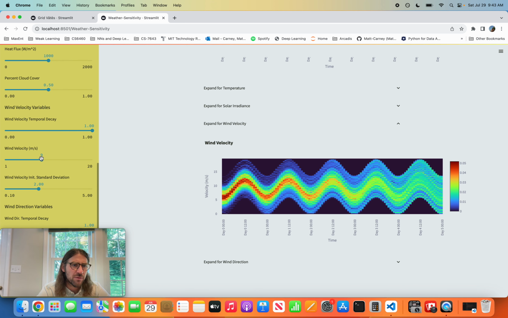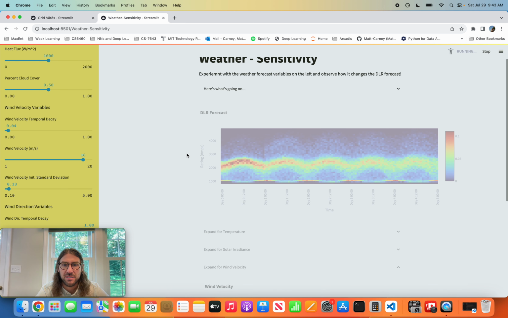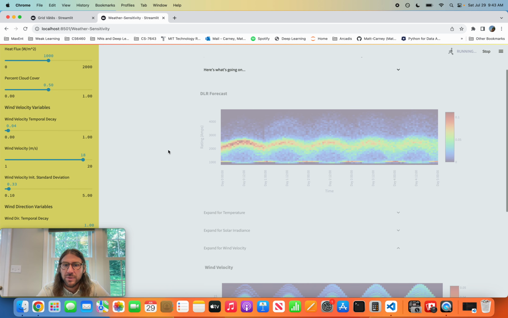Here we have a moderate wind velocity, moderate certainty in the initial distribution, but at 100% temporal decay. So let's make it not decay, a really high wind velocity, and a really tight initial distribution. And so we can see how that changes the DLR forecast. It's going to take a second to run.